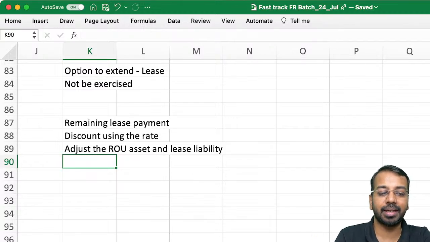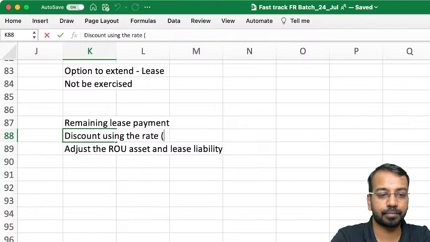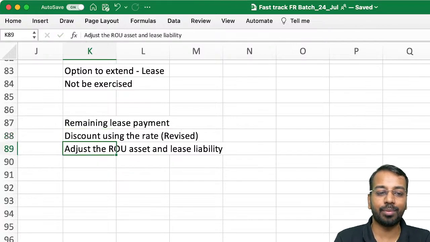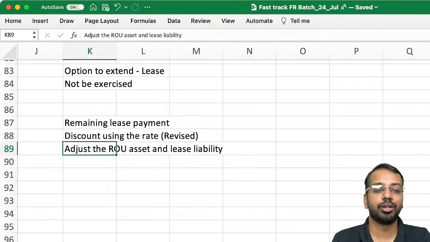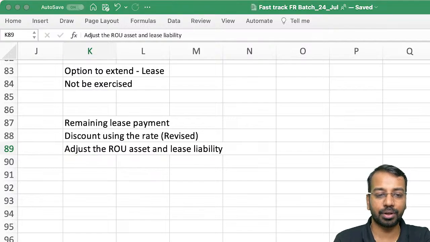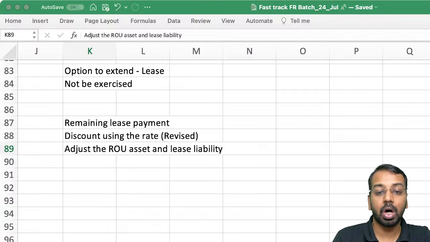So what the standard is saying is, if this scenario exists, use the revised discount rate. Let me note it here. Revised discount rate, and adjust the lease liability, and the corresponding adjustment should happen to the right of use asset only. Once again, if there is a reassessment of lease term or reassessment of purchase option, you will use the revised discount rate and remeasure the lease liability and the right of use asset.